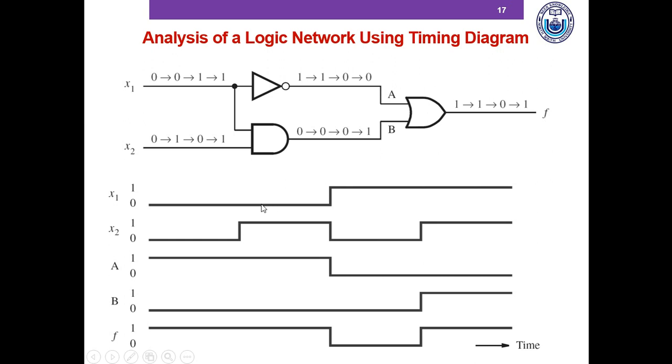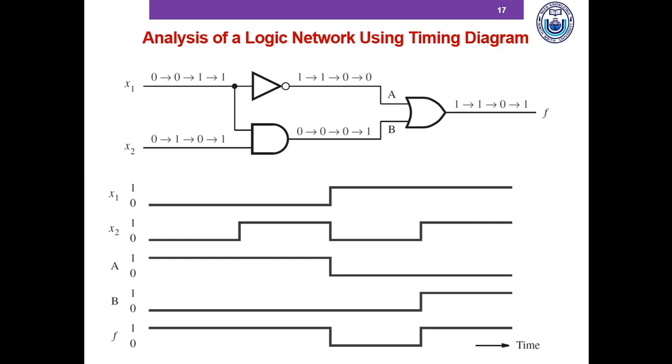Timing diagrams actually represent clock pulses which have periods. So this timing diagram here has 4 periods. This one, 2, 3, and 4. In each period, the value of the variable doesn't change. So in the first period, the value here is 0. In the second period, the value of x1 is 0. In the third period, it's 1. In the fourth period, it's 1.